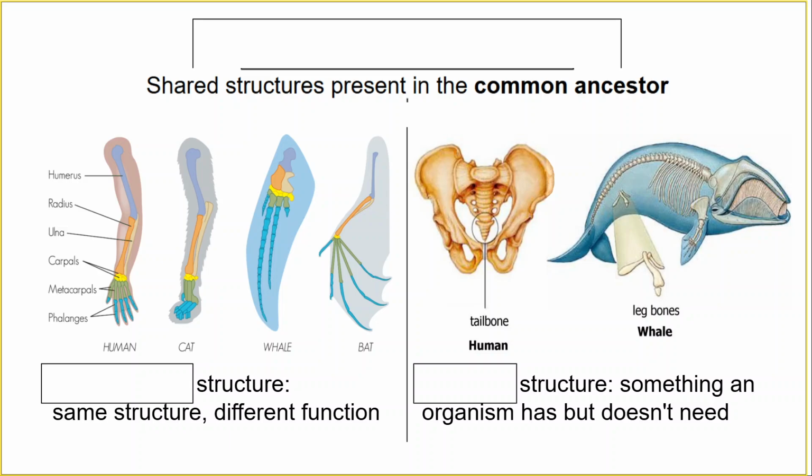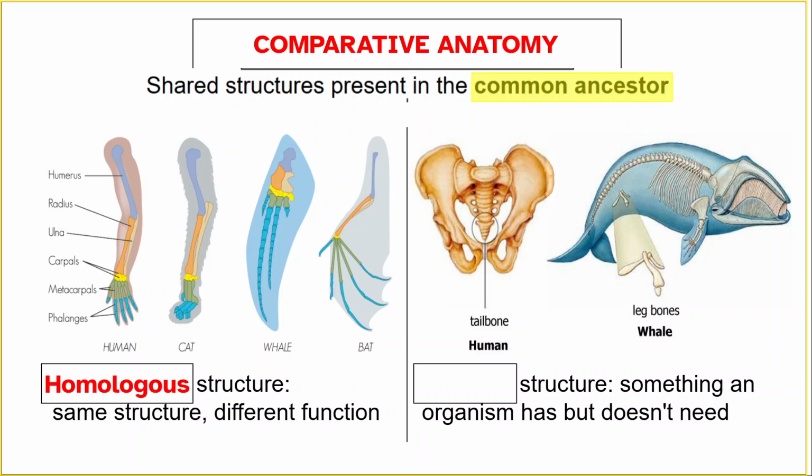So this is the inside section of our notes. At the top, I want you guys to write comparative anatomy. Anytime you are comparing the anatomy of two organisms, we're talking about comparative anatomy. The first type of comparative anatomy are our homologous structures. Remember, the purpose of comparative anatomy is always to find your common ancestor. Your common ancestor is what we all came from. That's the purpose of evolution. So you're going to hear this word common ancestor a lot.